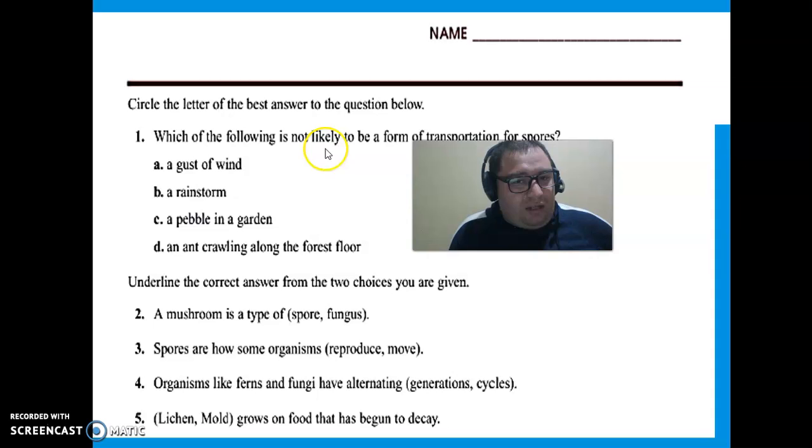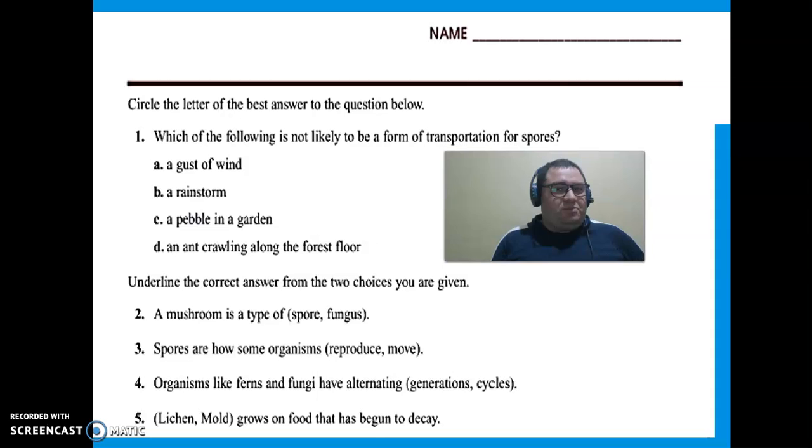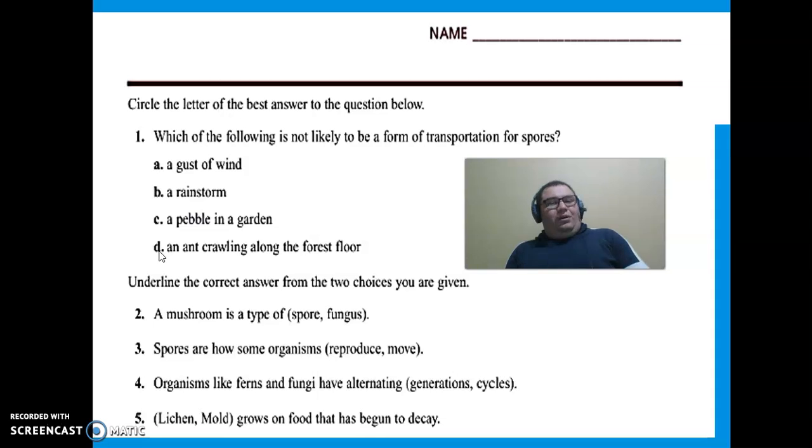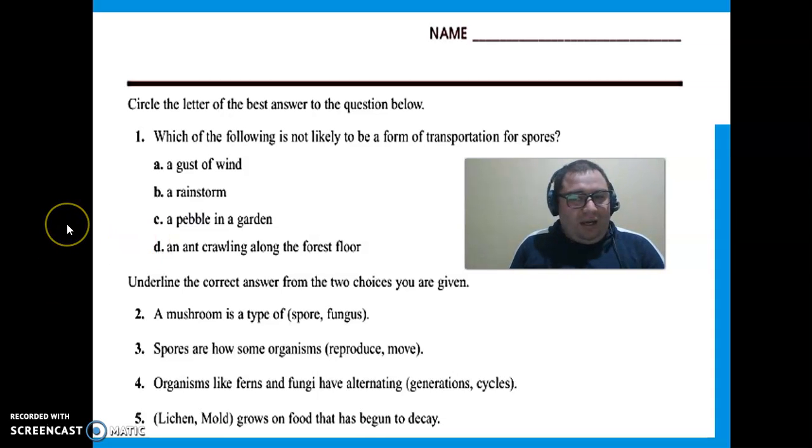Which of the following is not likely to be a form of transportation for spores? Option A, a gust of wind; a rainstorm; a pebble in a garden; an ant crawling along the forest floor. Which one is it? A pebble in the garden is not likely to be a form of transportation. You're going to choose the correct answer, right?